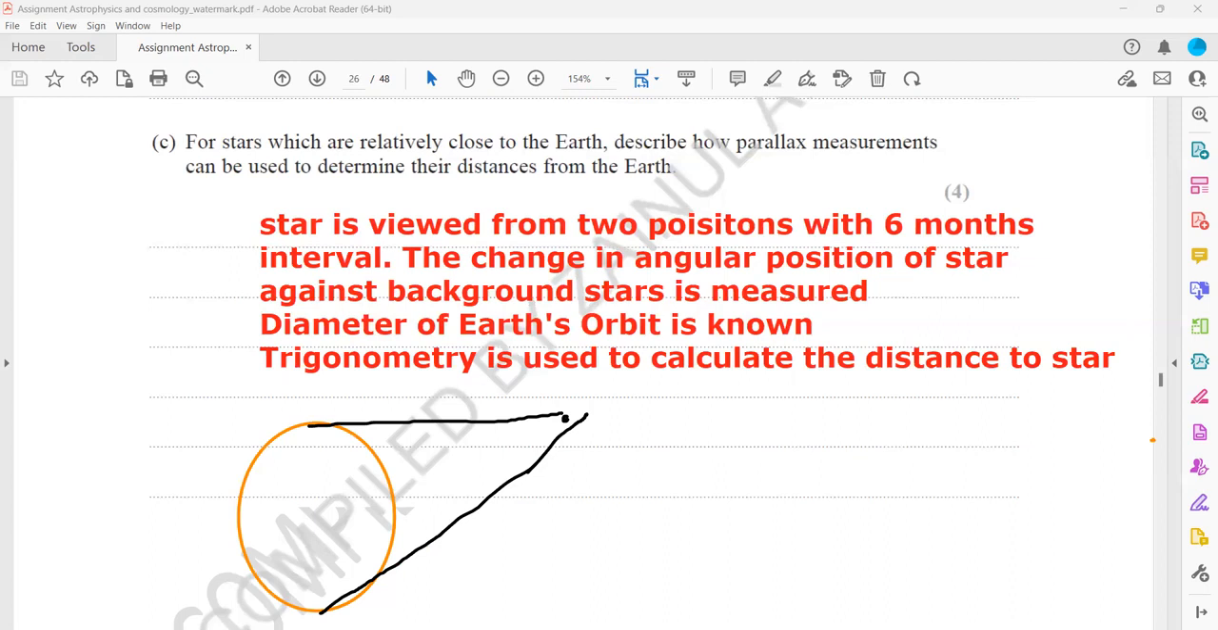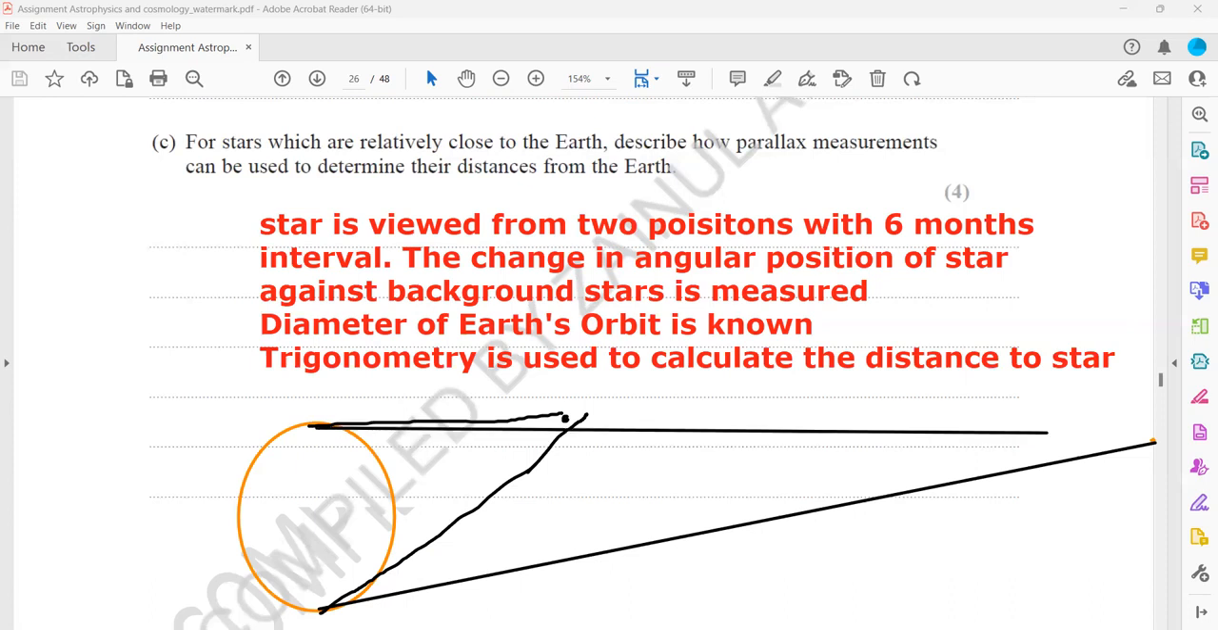But if it's too far from us, the change in the angle will be very small. As a result, the percentage uncertainty will be higher. Is it clear? The trigonometric parallax. So trigonometric parallax, standard candle, and the Doppler shift can all be used to determine the distance of the stars.